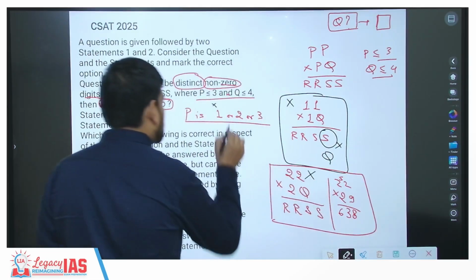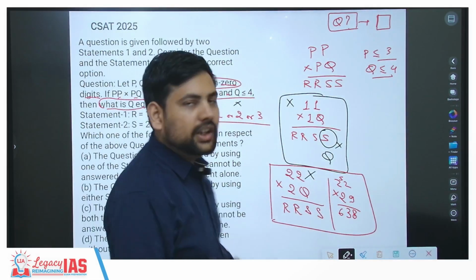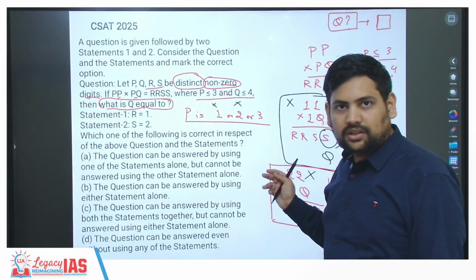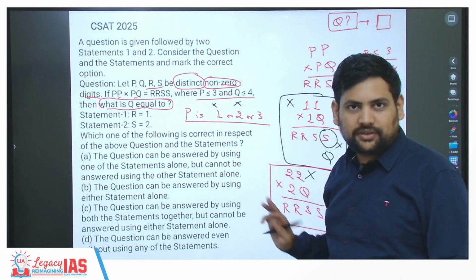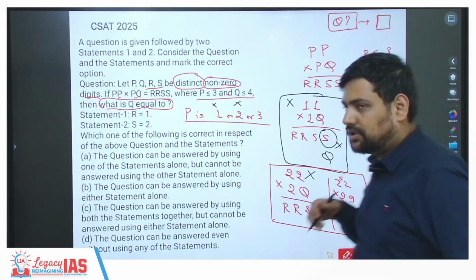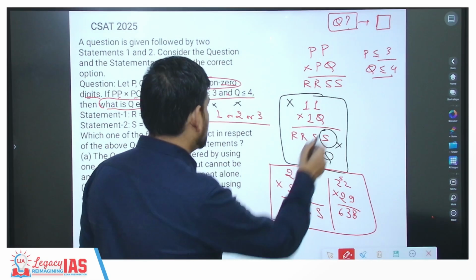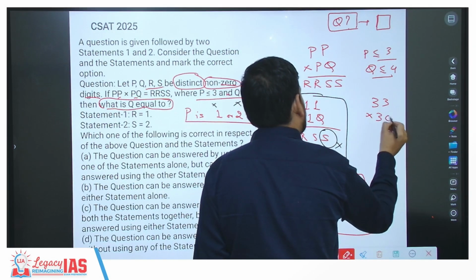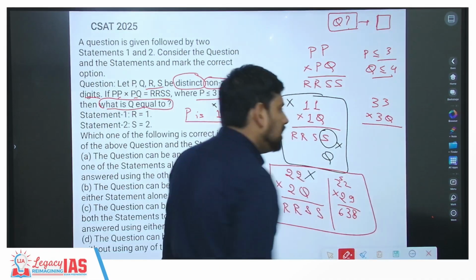This is also gone, this is also gone. Now let's check 3, because maybe the answer is that you cannot do it like this, but there may be some other way. So for that we must check 33 also. Now let's see this. Most probably it should give me the answer, but let's see. 33 into 3q.